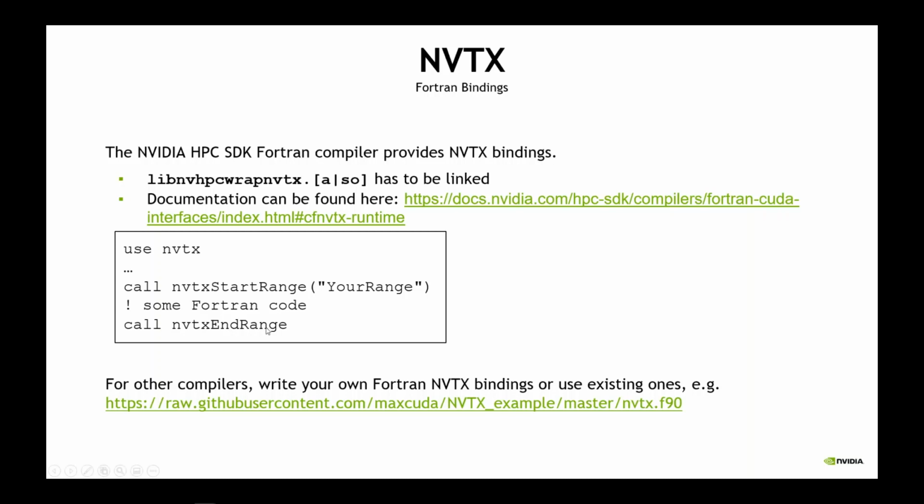Since the HPC SDK is free, nothing hinders you from getting the NVIDIA Fortran compilers. But if you still want to use a different compiler, then you can use very simple NVTX Fortran bindings in the link on the bottom of the slide. Then you have to build the Fortran module yourself, but the API is pretty similar, though it supports only, as far as I know, very simple things like NVTX start range and NVTX end range. So no registering of strings and nothing more complex, which is available in the NVTX API otherwise.